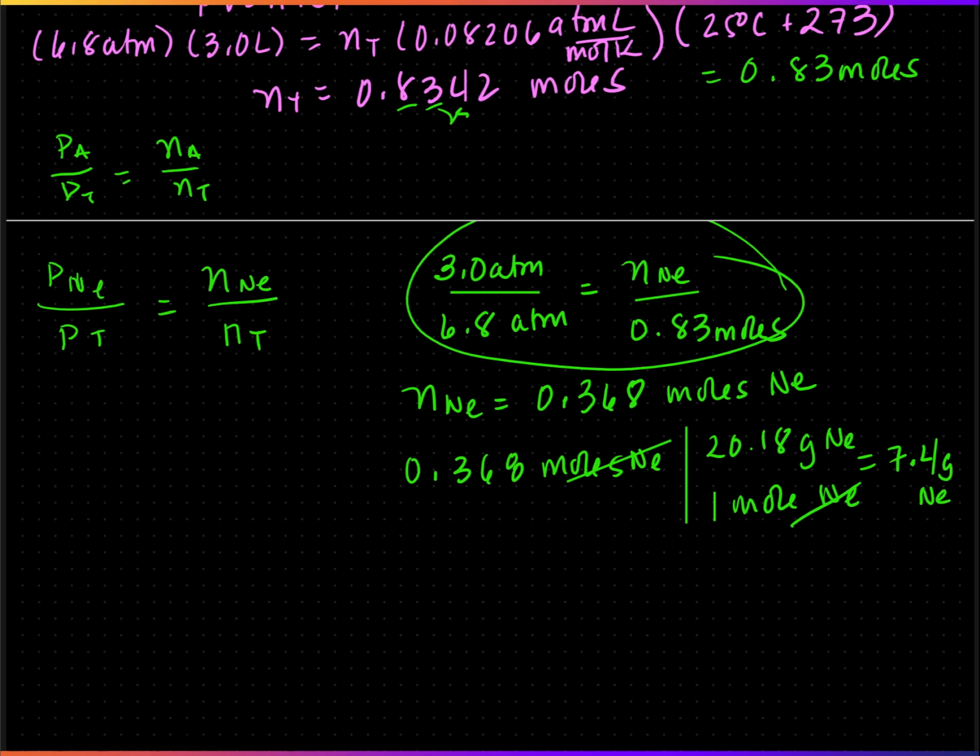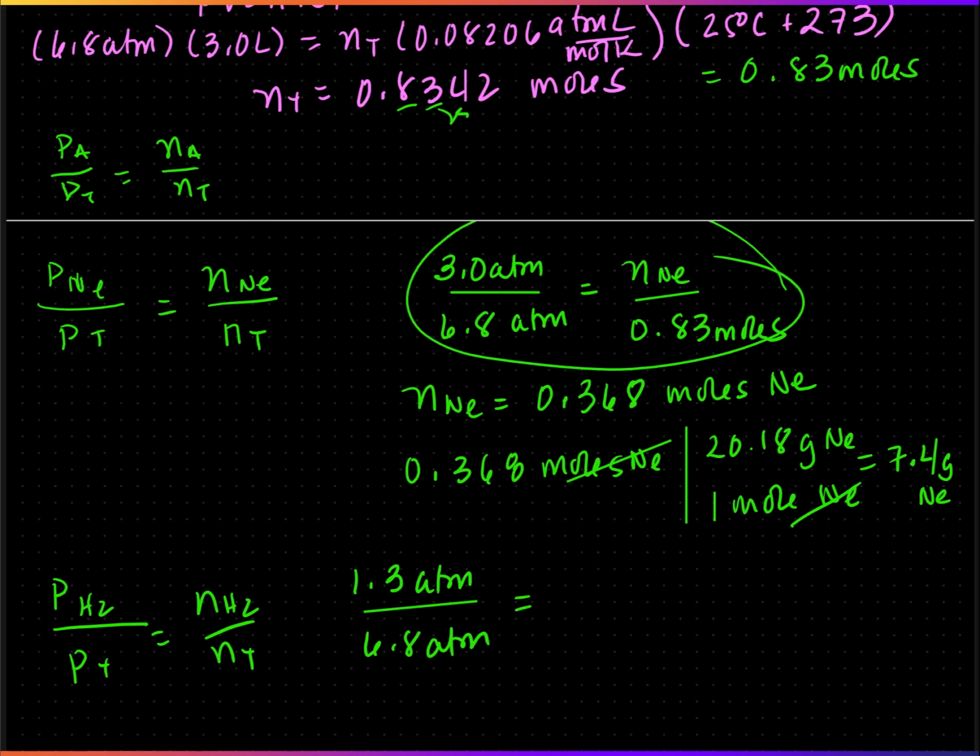You repeat the same thing for hydrogen. The pressure of hydrogen was given as 1.3 atm. Total pressure is still 6.8 atm. This is equal to the moles of hydrogen over the total, which is 0.83 moles. So the moles of hydrogen, once calculated, is 0.159 moles of hydrogen.